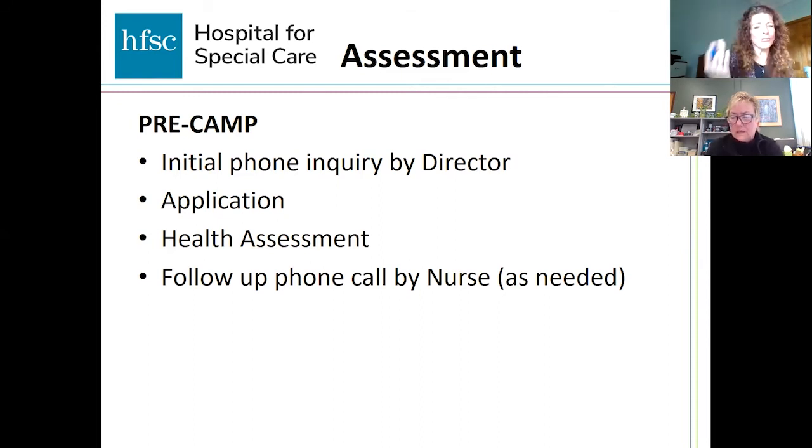Even the nurse runs through the application. We want to make sure that we have the best picture of the camper, so we can make sure that we're supporting their needs. Another thing that comes up is toileting. Is this going to be something where mom and dad are going to have to come in and assist with toileting? There are all of the various things that we need to think about.